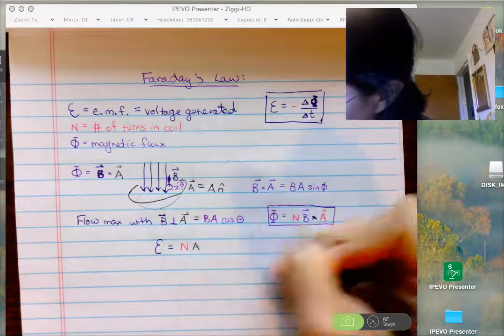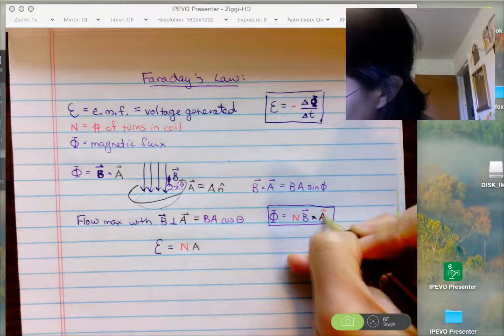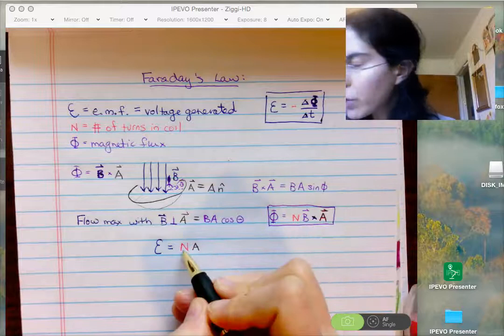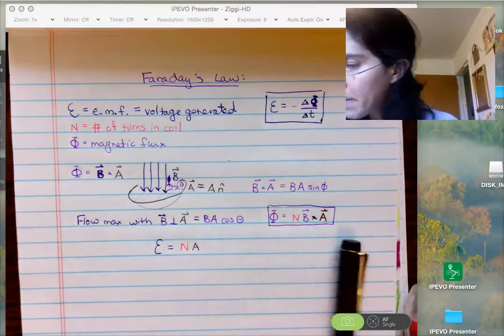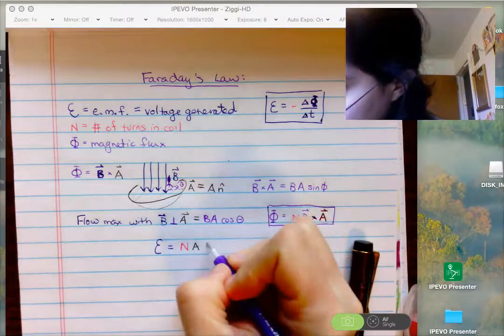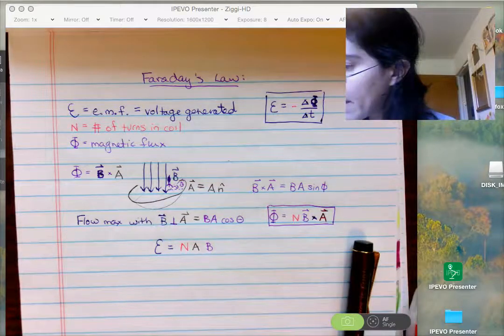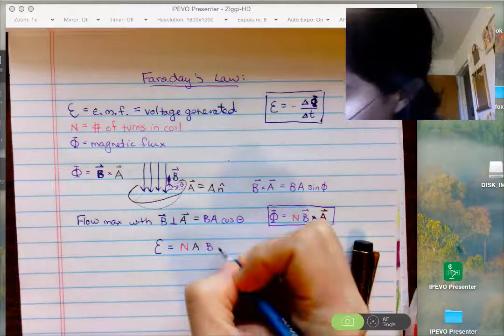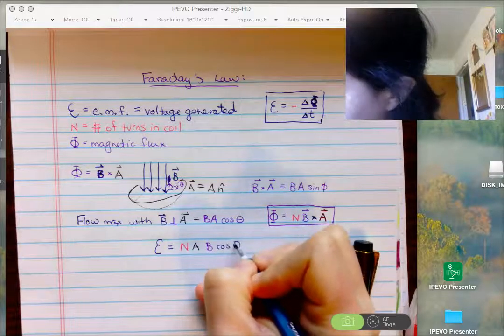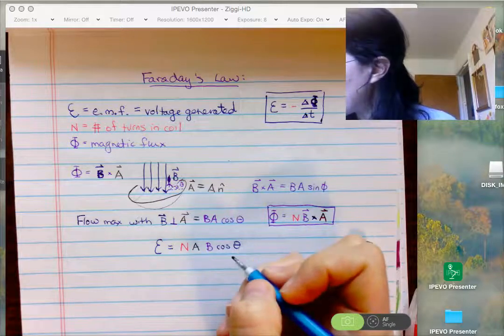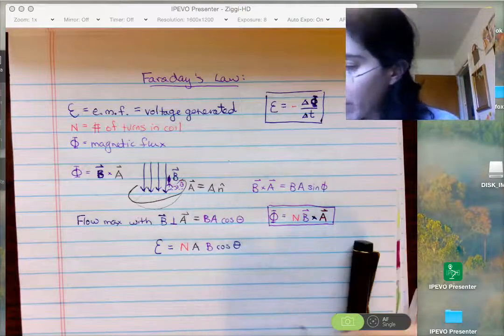A, the area of a coil. Notice our lab results. Every time we increase the number of turns, every time we get a bigger coil. B, magnetic field. Check to make sure they are perpendicular. If they are, theta is 0 and life is good. If they're not, you got a problem with that.